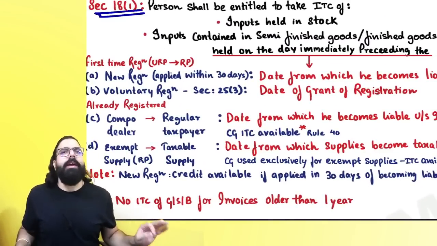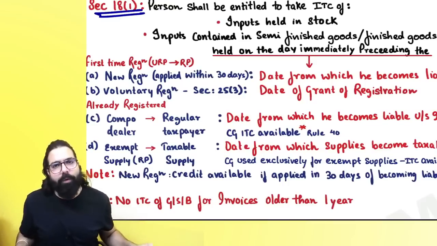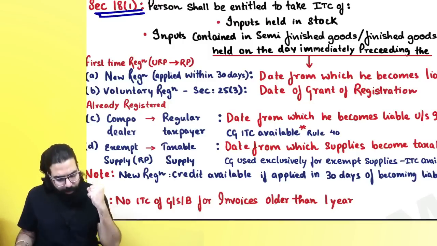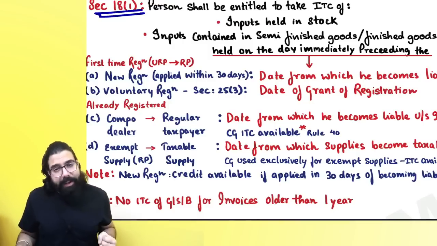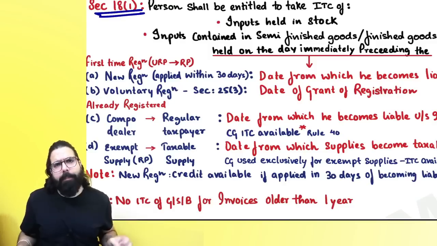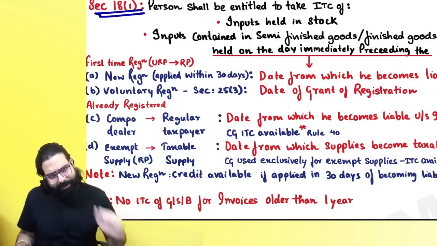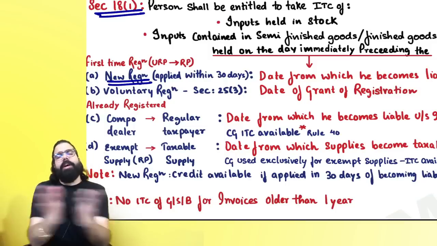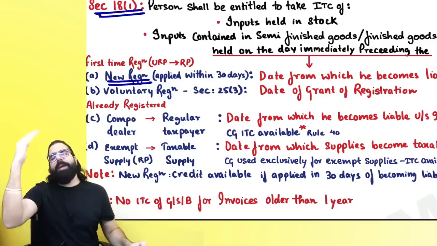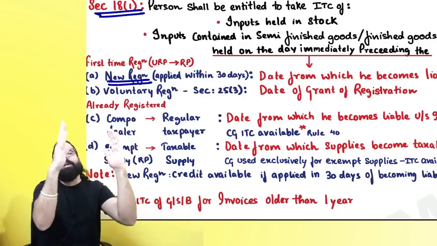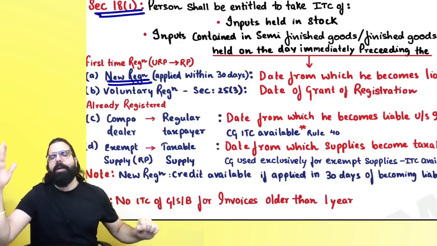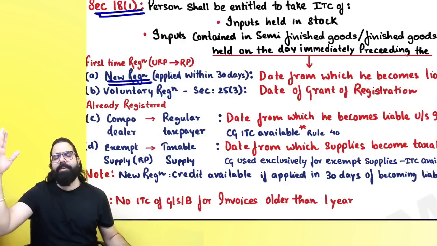Always remember one thing, sir: section 18.1A and B is applicable whenever you are taking registration for the first time. Section 18.1 C and D is applicable when you are already a registered person. Chalo, section 18.1A says new registration. Sir, I became liable. You became liable over here. You applied within 30 days. Registration granted. Registration will be effective from the date of becoming liable.